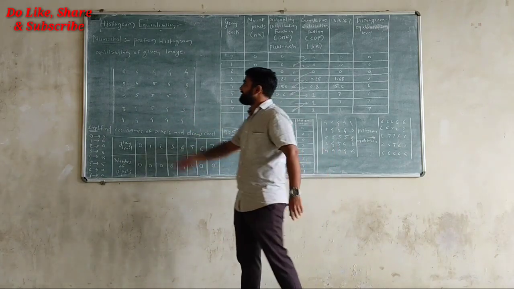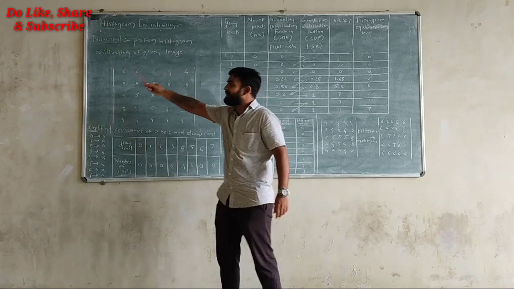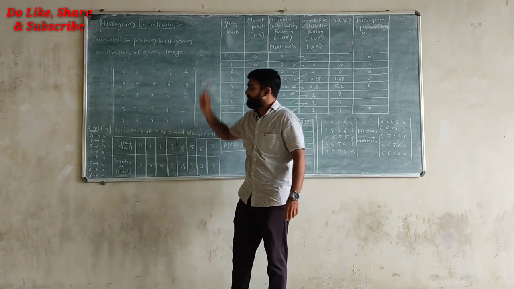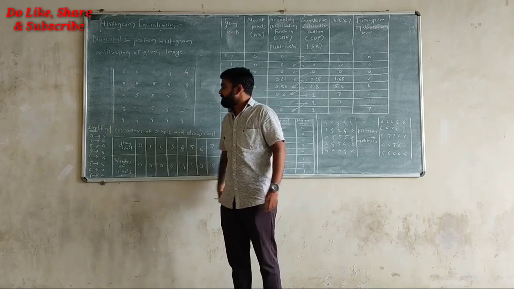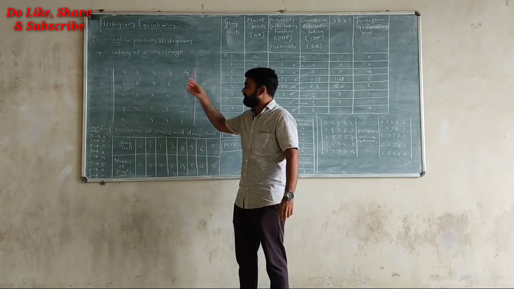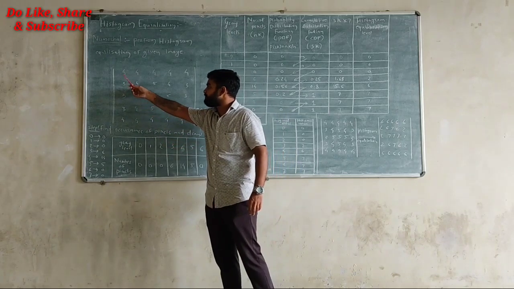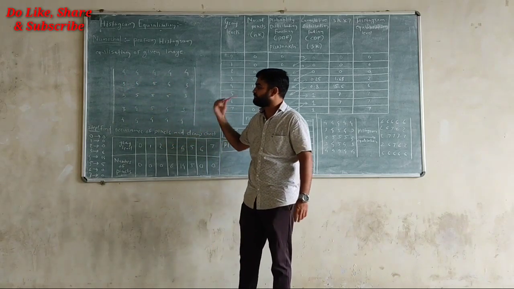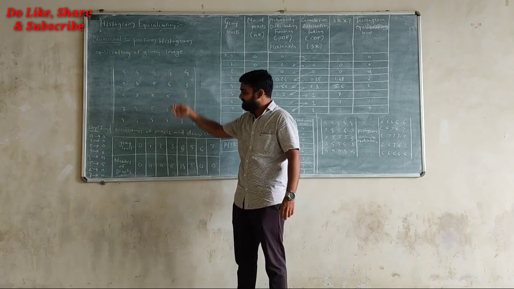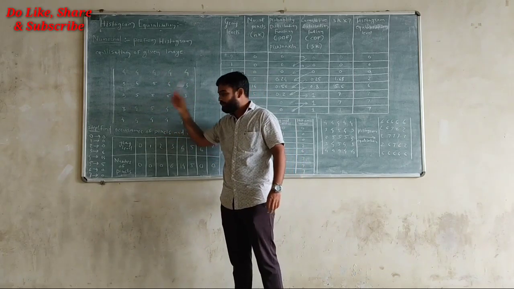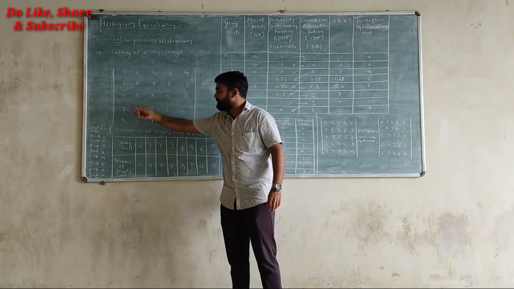What does the numerical say here? Perform histogram equalization of the given image. Here we have a gray level image with different gray level values inside it. We have gray level value 4, 4, 4, 4, 4 on the first row, and the columns are arranged here. So these are the total gray level values.